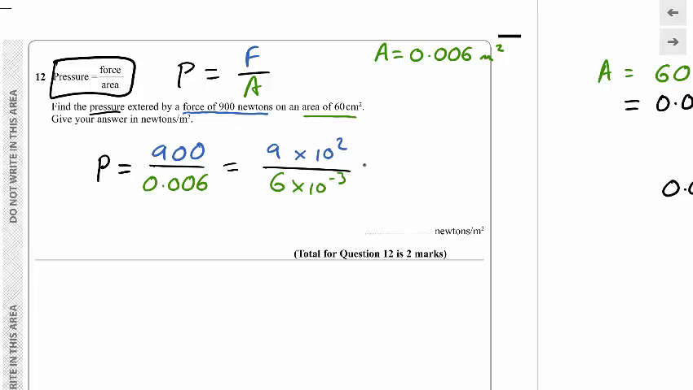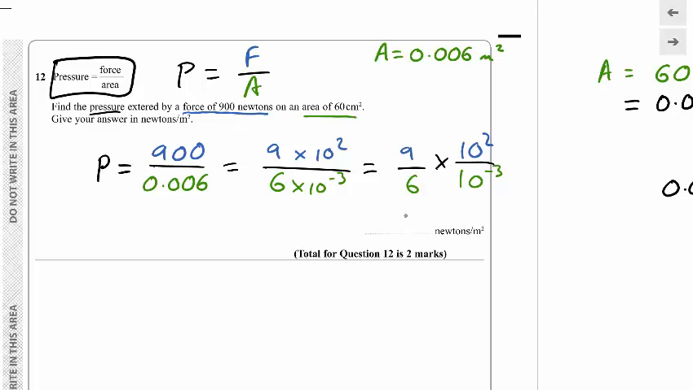So I can just separate this out into 9 over 6 times 10 to the power of 2 over 10 to the minus 3. If you're not sure how I did that, I've done one of the previous questions. I think it's the last question. I did a video on that.